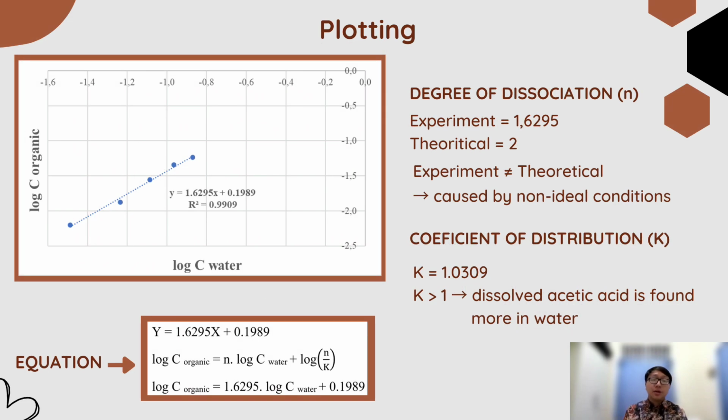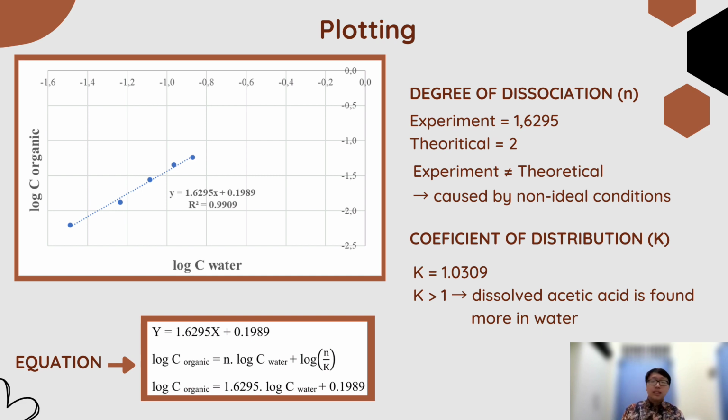So let's talk about the plotting. In the plotting, we have the regression line, and if we substitute it into the equation on the screen, we have the degree of dissociation valued at 1.6295, which is not the same as the theoretical value, which is 2. Why is the theoretical value 2?